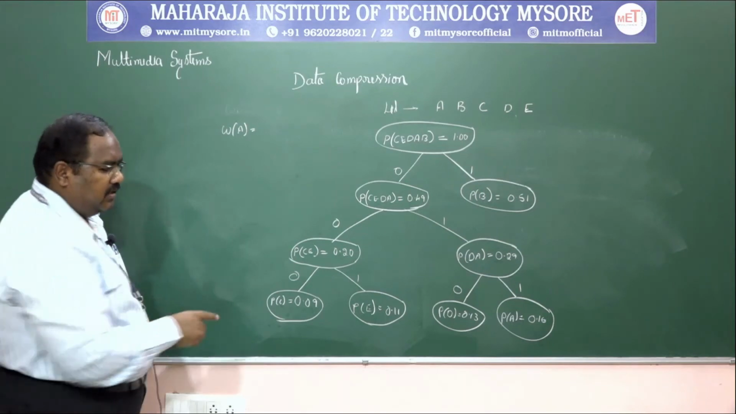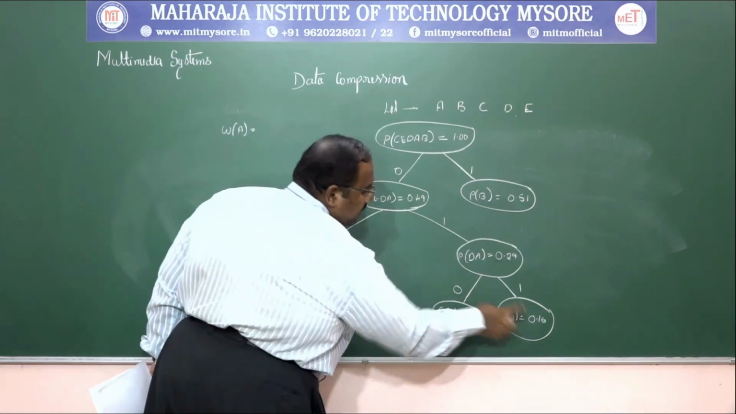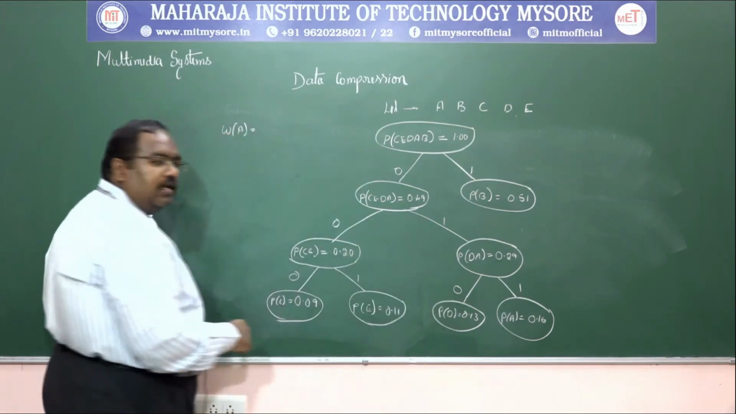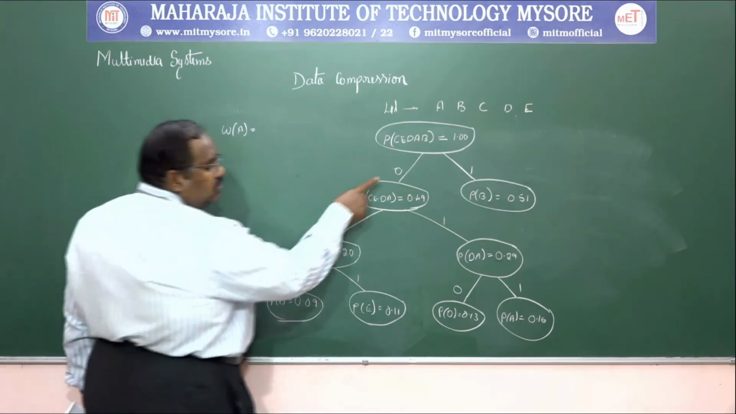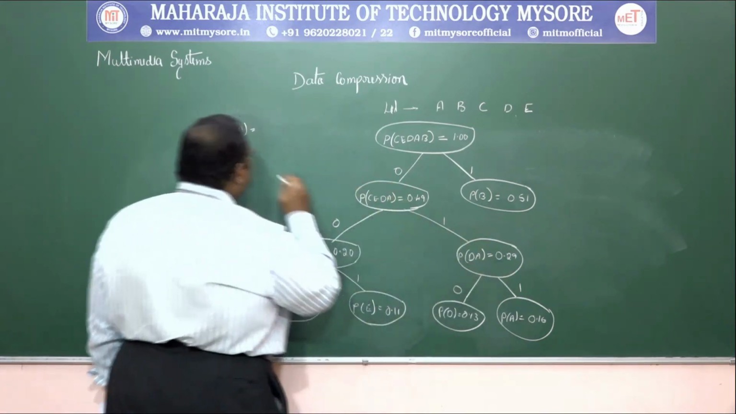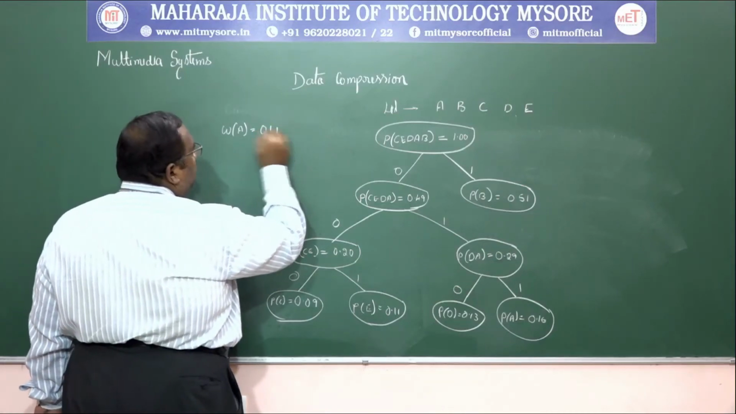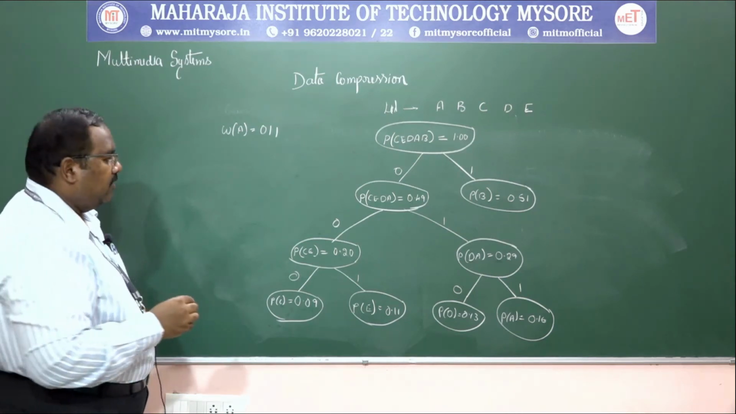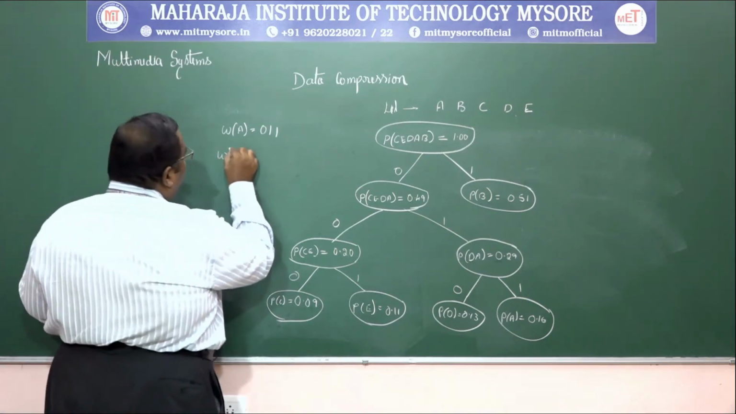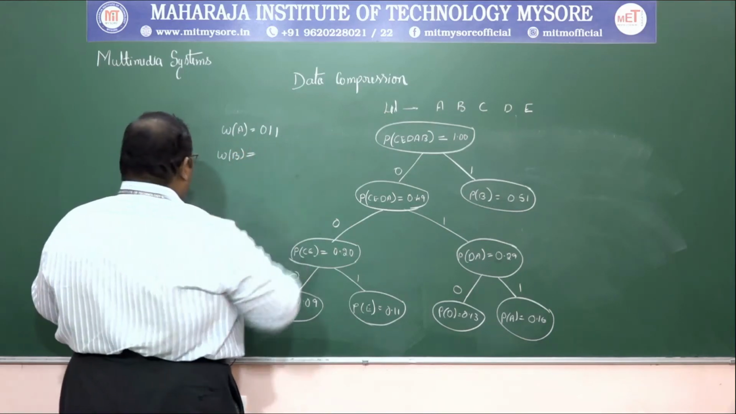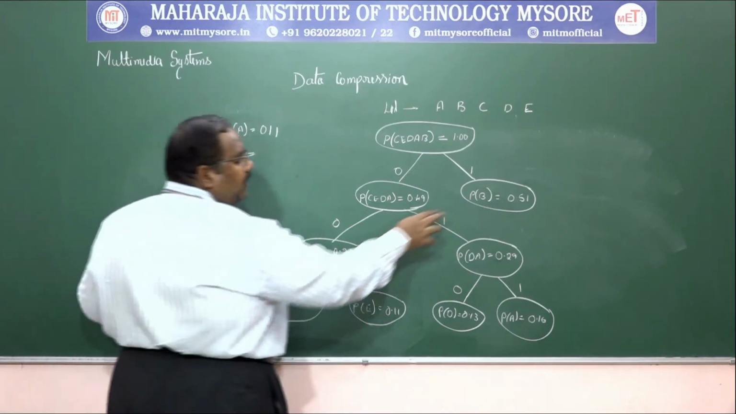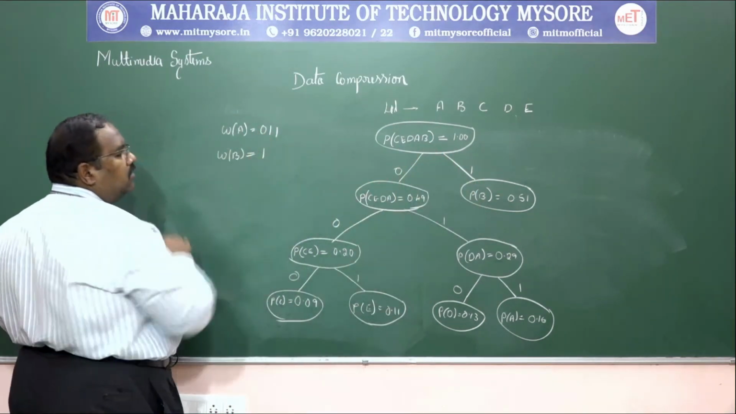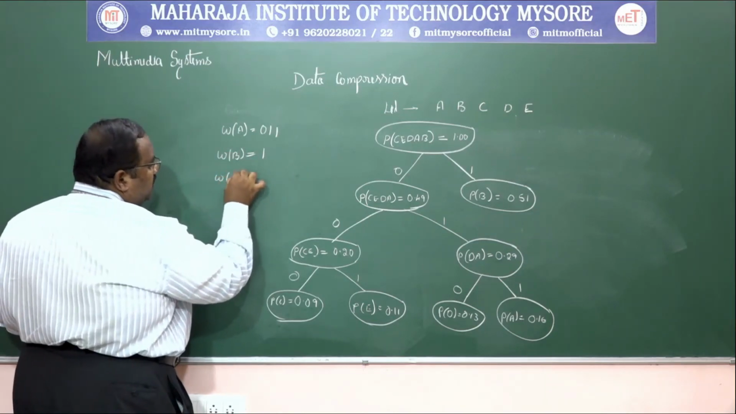So where is A? Look at this. To reach A from here, what would be the path? 0, 1, 1. This is how we represent the weights. So next, W of B. When we talk of W of B, look at this B here. Only with one step we get there. What is the path or weight? That is only 1.